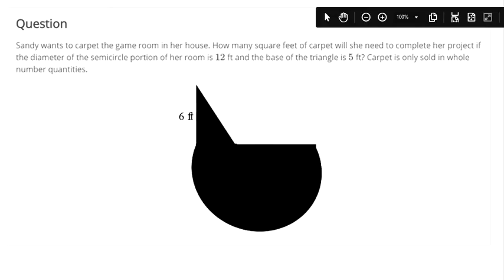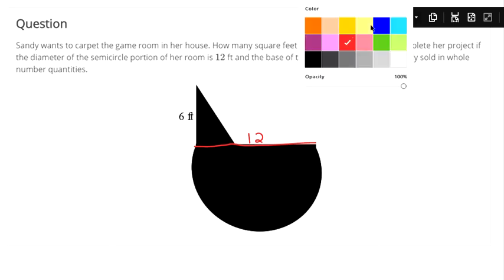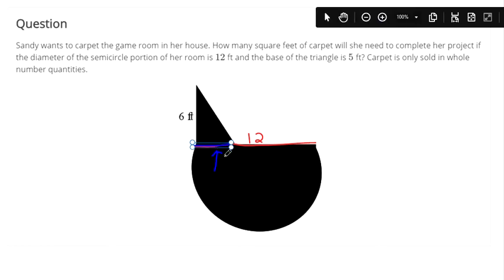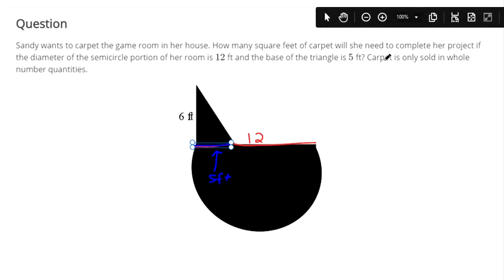Sandy wants to carpet the game room in her house. How many square feet of carpeting will she need to complete her project? This is a bad semicircle. It starts to curve in, but they're saying this is a semicircle, so pretend that's half a circle. The diameter is 12, and the base of the triangle is 5 feet. So this part right here they're saying is 5 feet. Okay, bases of triangles usually mean going horizontally, along the x-axis, or going from left to right. It doesn't have to be the case though, so that kind of leaves some room for interpretation.